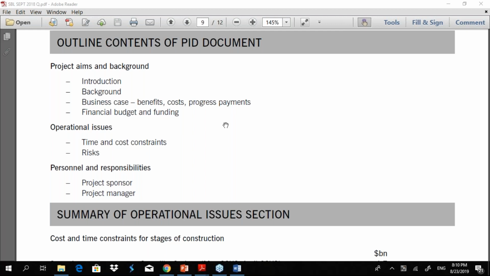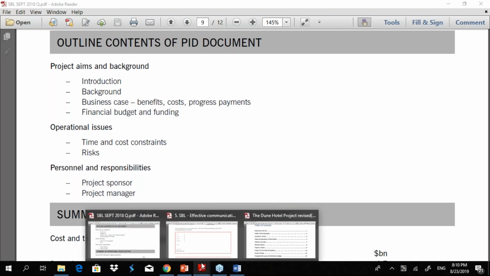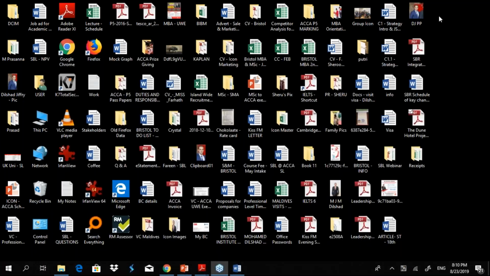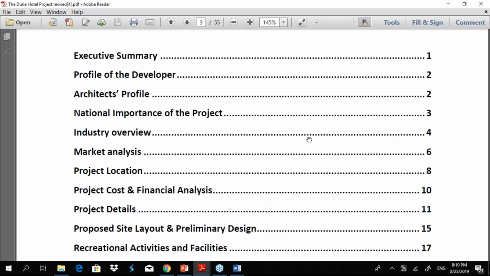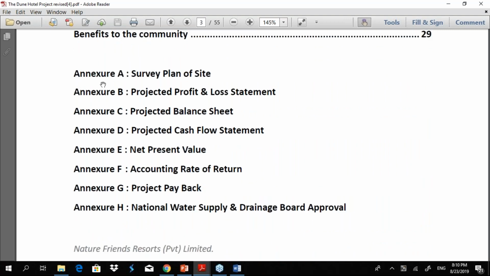Another factor that you need to bring in is assumptions. See, in the project proposal or the business case that I showed you before, there's P&L, balance sheet, cash flow.